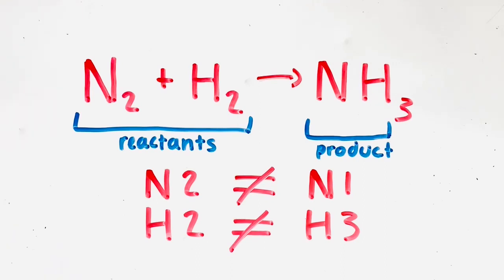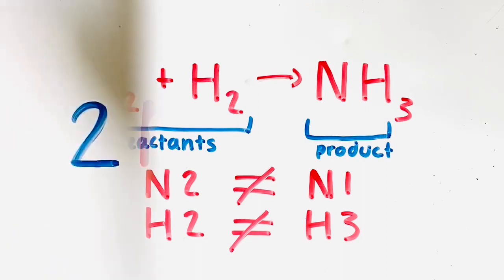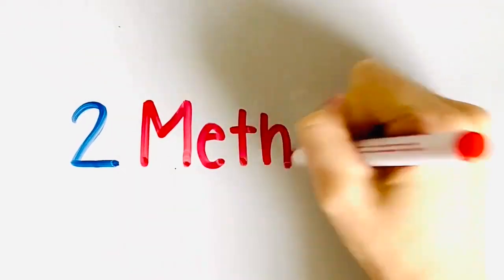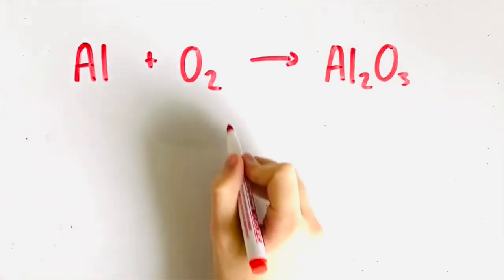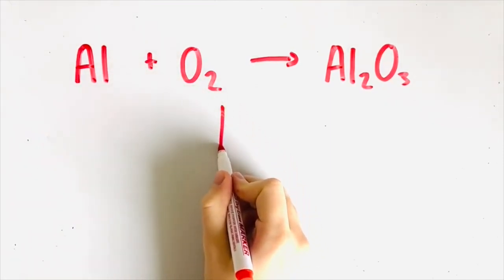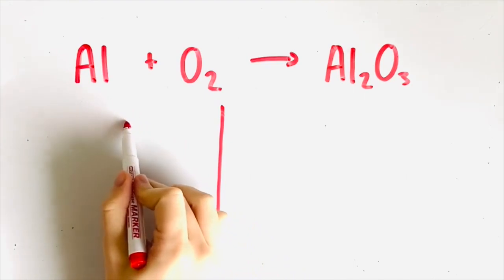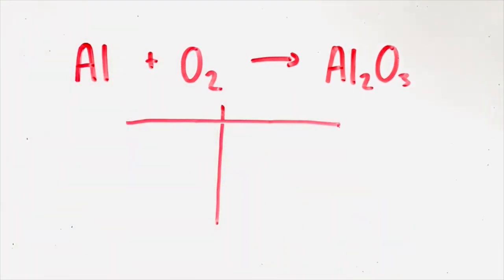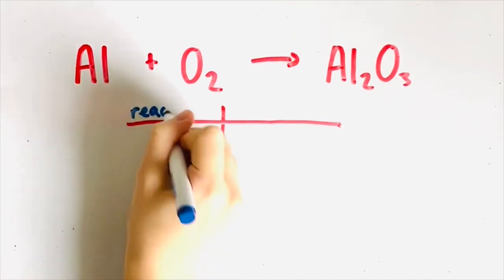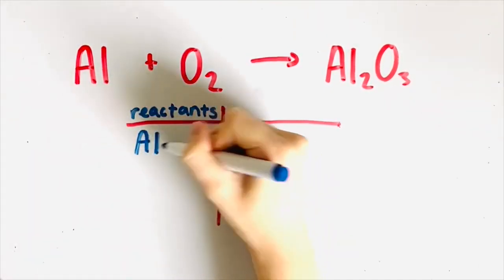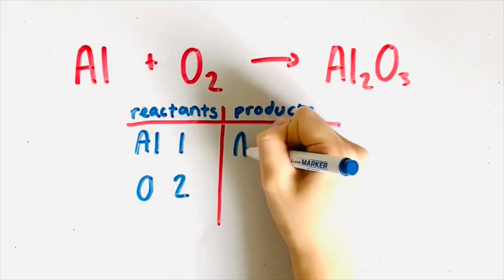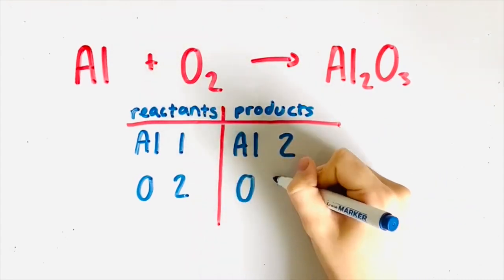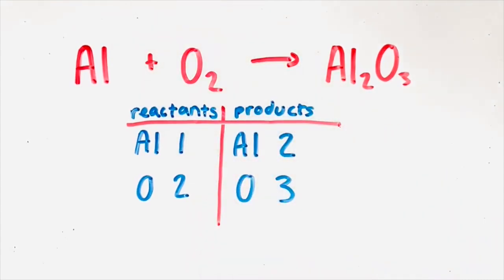We can change the amount of atoms by adding coefficients. We will teach you 2 quick methods to balance chemical equations. Firstly, we will explain how to balance Al plus O2 yields Al2O3 using the table method. In this method, you would use a table to list out the amount of elements you find on each side. On the left side of the table, which is the reactant side, you have 1 aluminum atom and 2 oxygen atoms, and you know this because of their subscripts. On the right side, which is the product side, you have 2 aluminum atoms and 3 oxygen atoms. Again, you know this because of their subscripts.